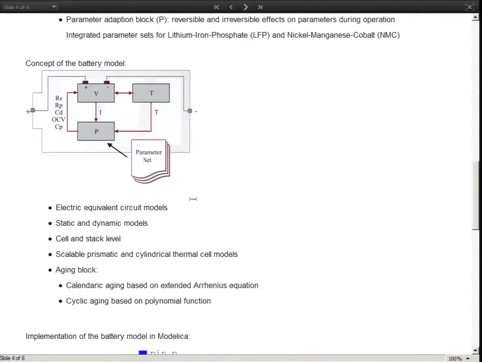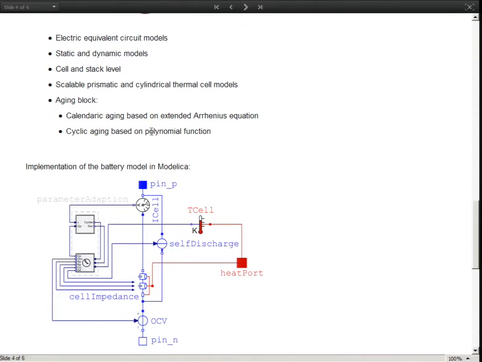As I said before, the battery models, the electric models, are based on an electric equivalent circuit. You can simulate either static, so very simplified models for a large number of battery cells, so it's a very quick model. But you can also use dynamic models which are very accurate in generating results. You can simulate on cell or on stack level, so you can have a serial or parallel connection of single cells. And you have, in the thermal model, scalable prismatic or cylindrical cell models.